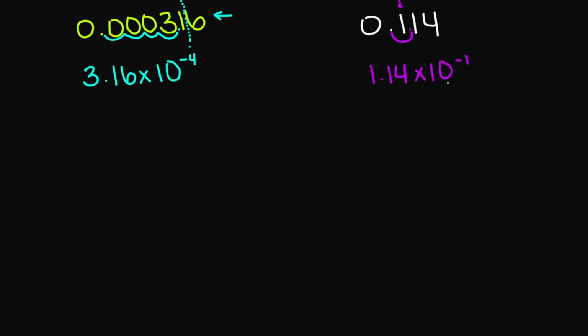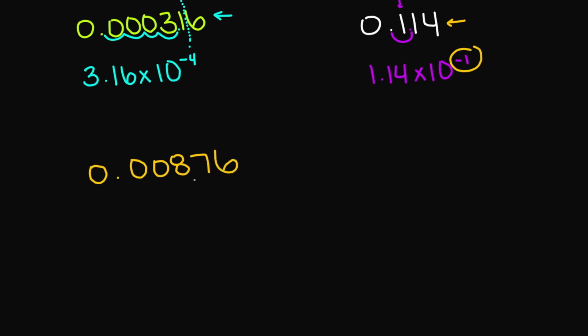And remember, how do I know my exponent here is negative? Because this standard form here is less than 1. If it's less than 1, then you know your exponent is going to be a negative exponent. And if it's greater than 1, then you know your exponent is going to be a positive exponent.